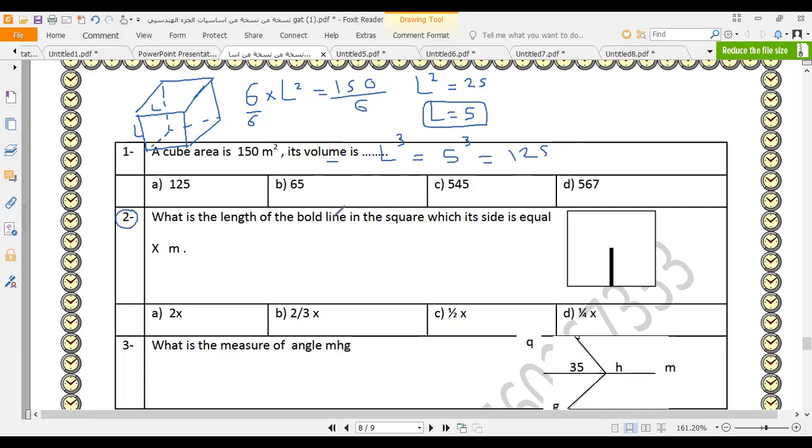What is the length of the bold line? Bold line, this line here. If the side is equal to x meter, he said that the side is equal to x meter. So the bold line is half of the x. So it will be only half of x.